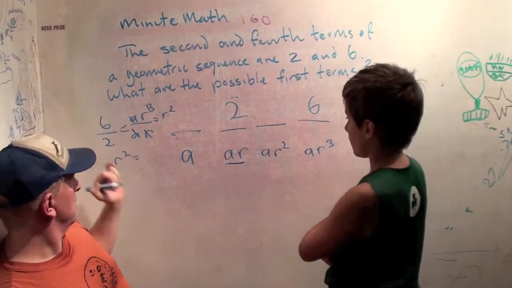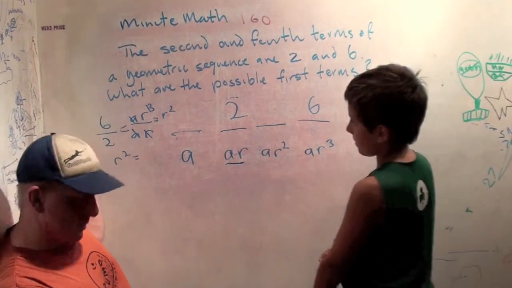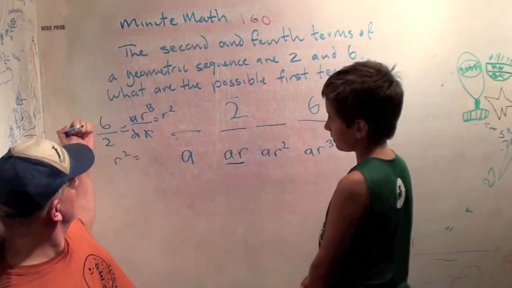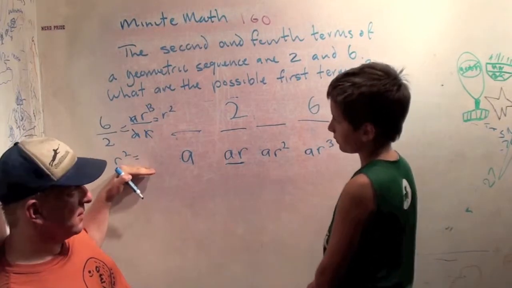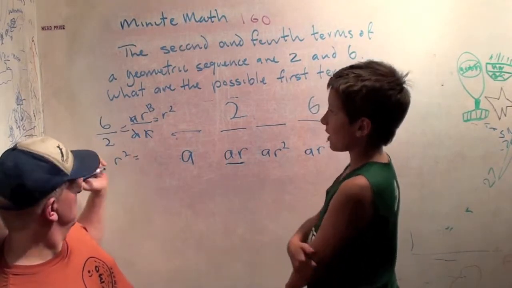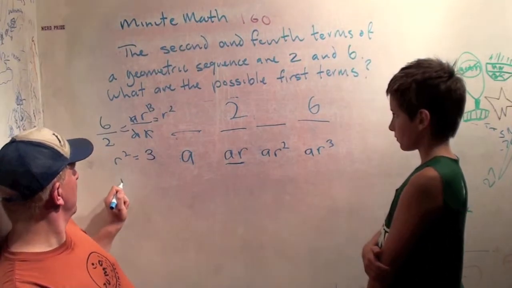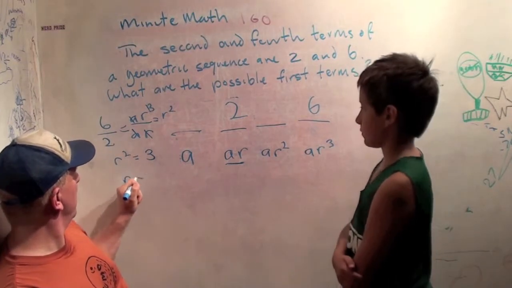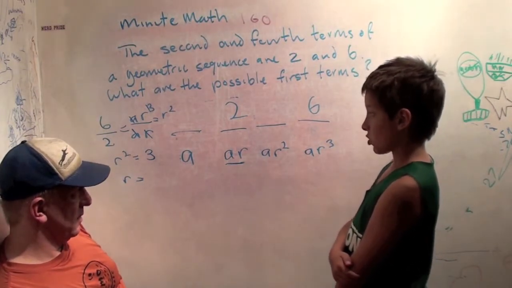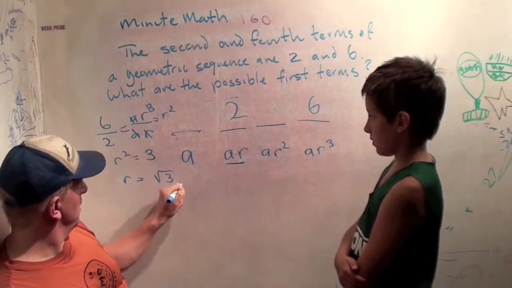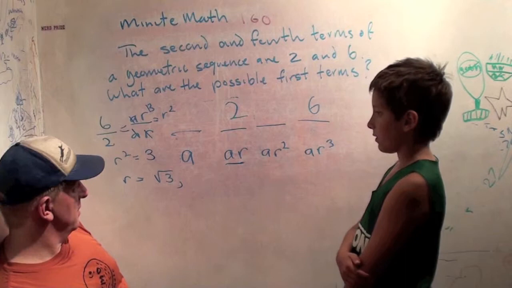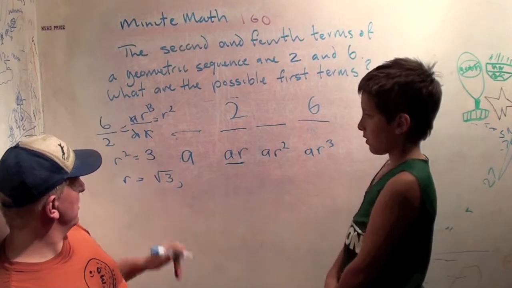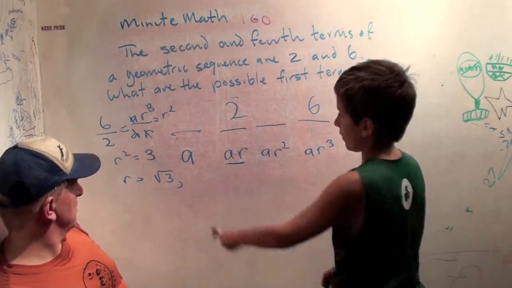And what does R squared equal? Well, 6 over 2 is R squared, so R squared equals 3. So what are the possible values that R could be? If R squared is 3, R could be the square root of 3. Or? Or 9? What's the other thing R could be?